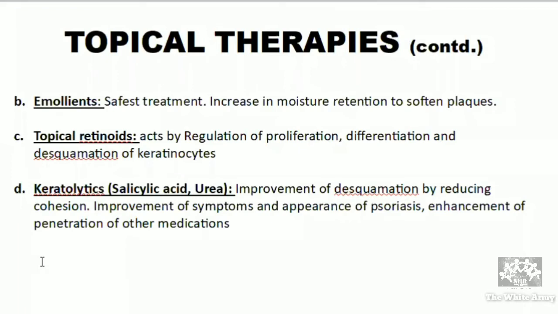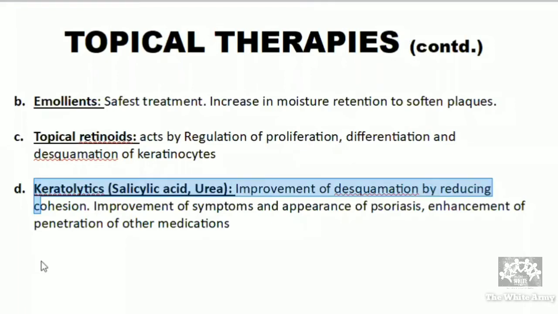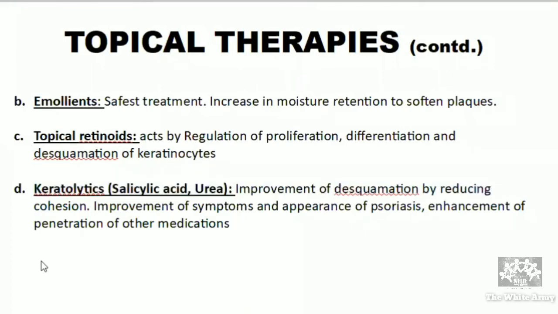Other topical therapies like emollients or moisturizers. These are the safest treatment option because they don't have any side effects, and they are symptomatic treatment. They decrease the symptoms, decrease the itching, and also decrease the scale formation because they hydrate the skin. Okay. And topical retinoids. These topical retinoids are vitamin A derivatives. They also act by regulating proliferation and differentiation. Okay, they slow down the proliferation of the cells and slow down the desquamation of the keratinocytes.